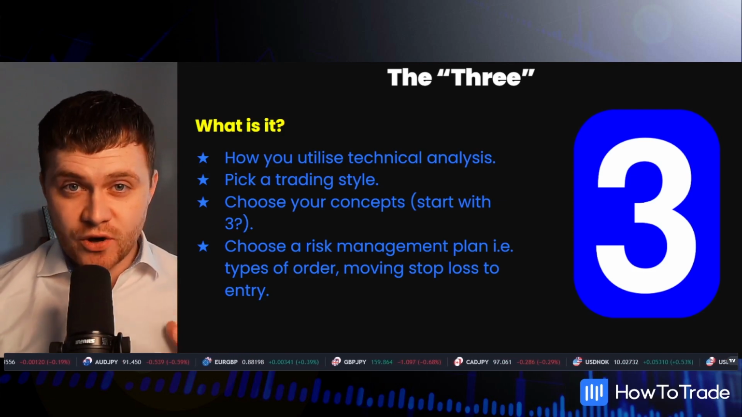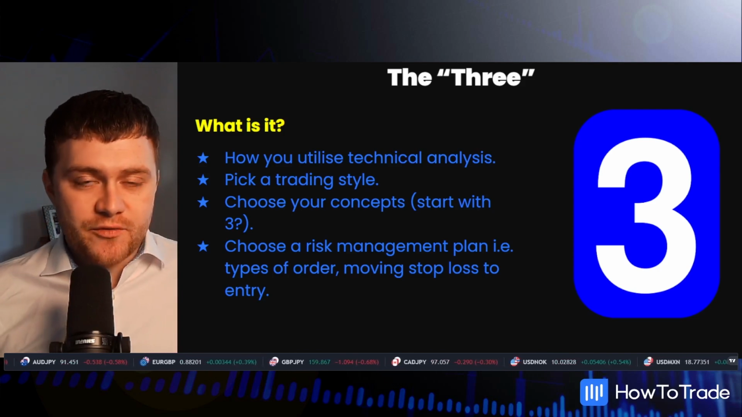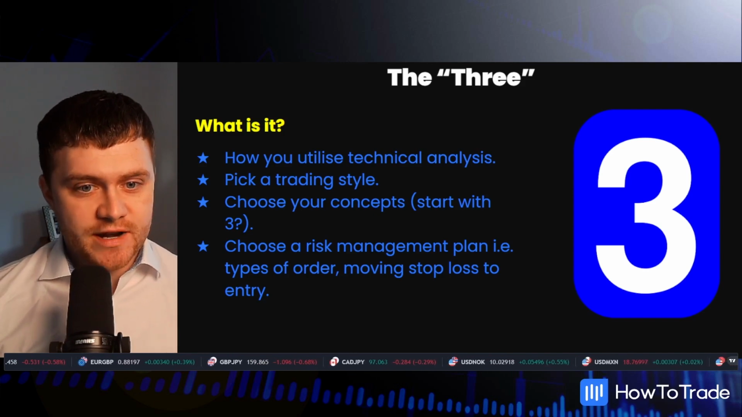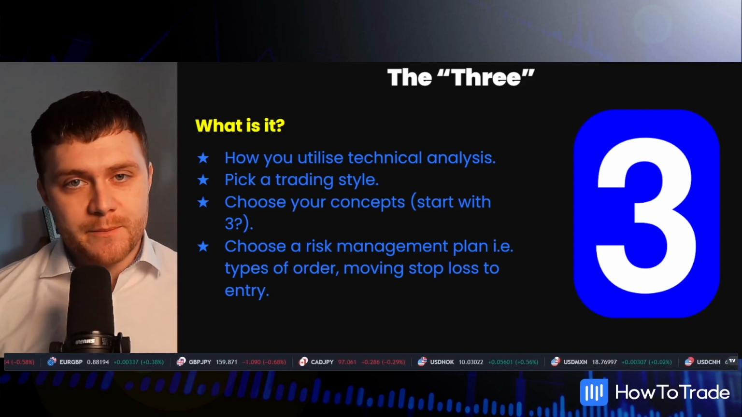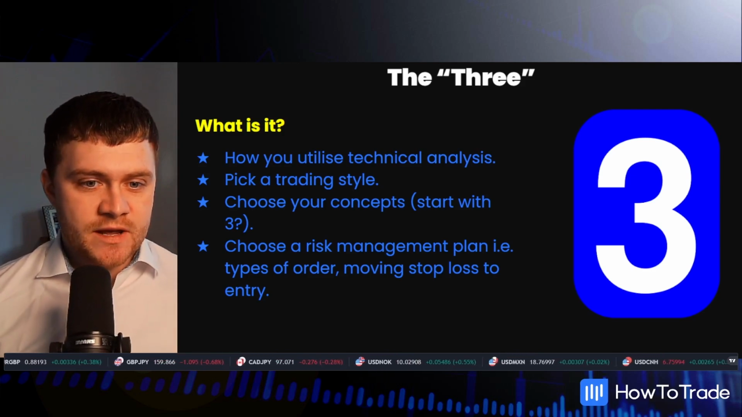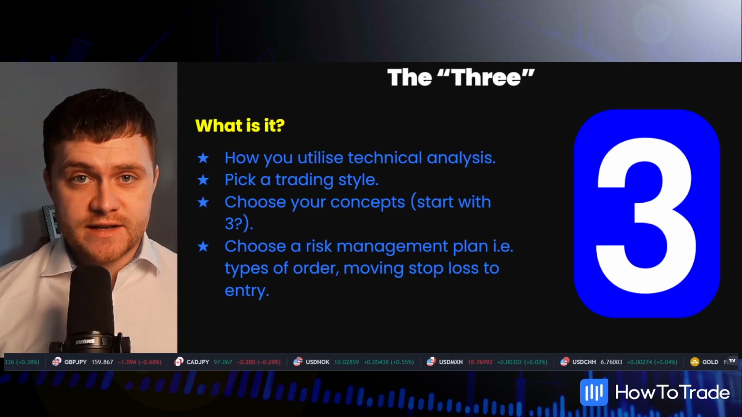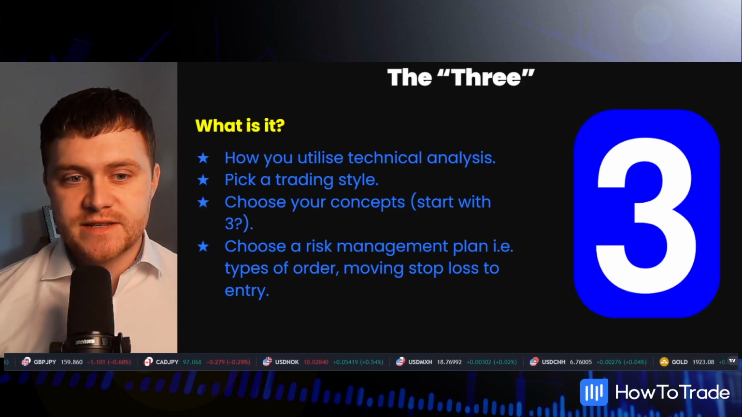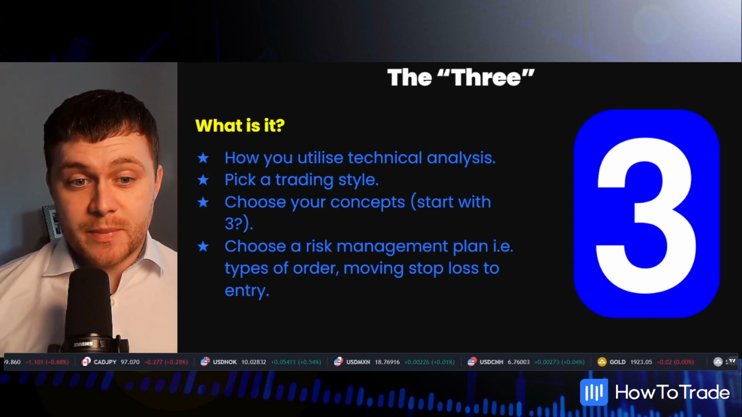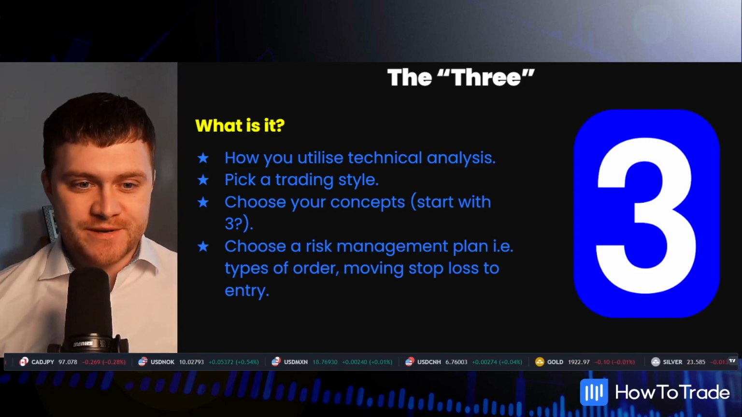Next, we want to choose the concepts that we're going to use. Bearing in mind we're on the number 3, let's pick 3 concepts within that we're going to use. I use price action trading, and within that, I'll use market imbalance, I'll use demand and supply zones, and I'll use liquidity grabs. Whatever style, you don't want to have too many and then get conflicting signals. So we just want to keep it nice and simple. Next, we want to choose a risk management plan, and that's the 3rd part of the 3 part of this strategy.